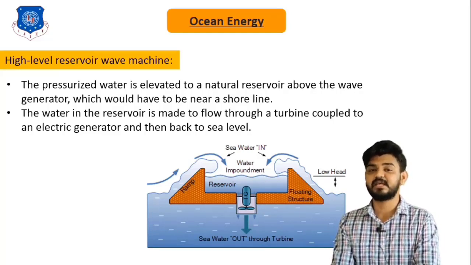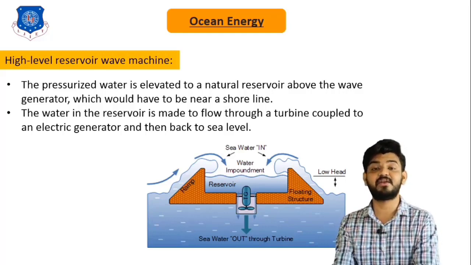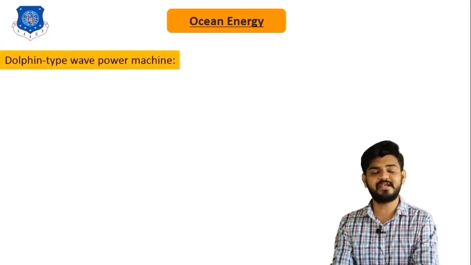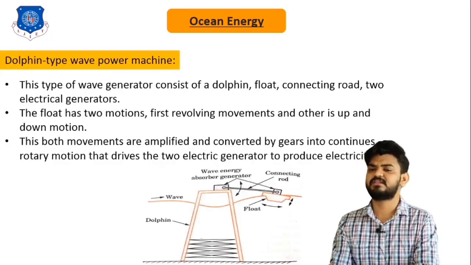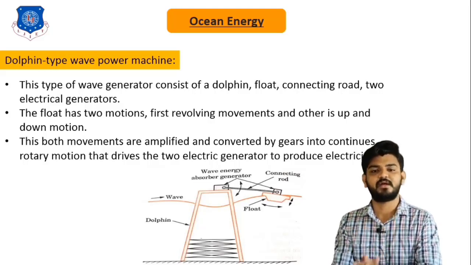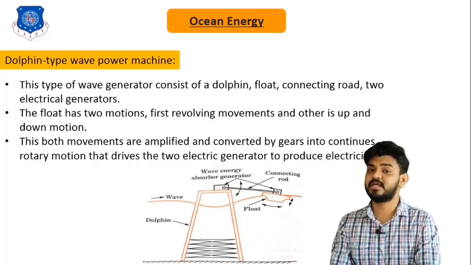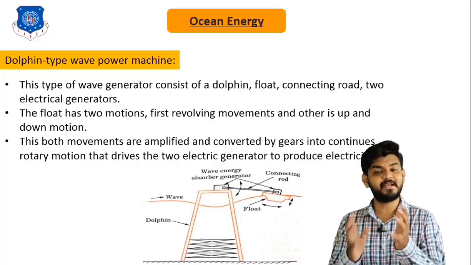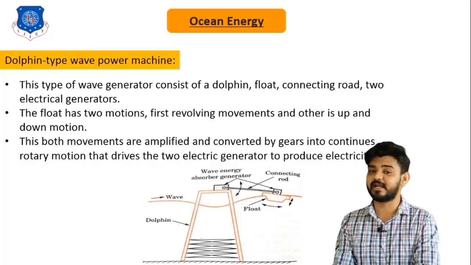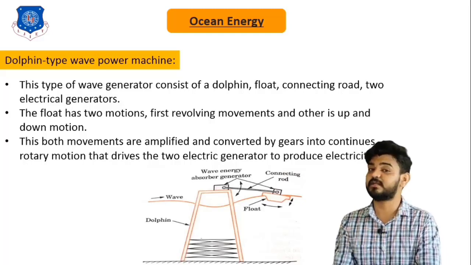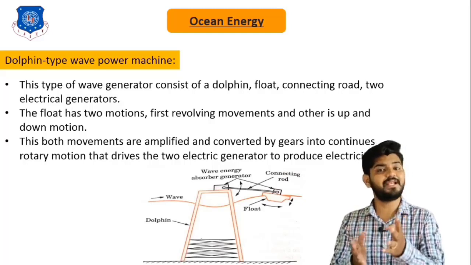Now let's see one last ocean wave energy conversion device, and that is the dolphin type wave power generator. This type of wave generator consists of a dolphin, float, connecting rod and two electrical generators. The float has two motions. One is the vertical up and down and another one is the revolving or rotating motion. These both movements are amplified and converted by the gear into continuous rotary motion that drives the two electrical generators and produces electricity.